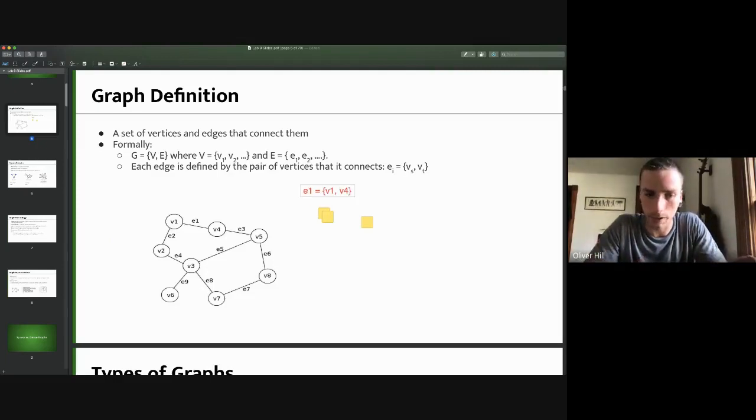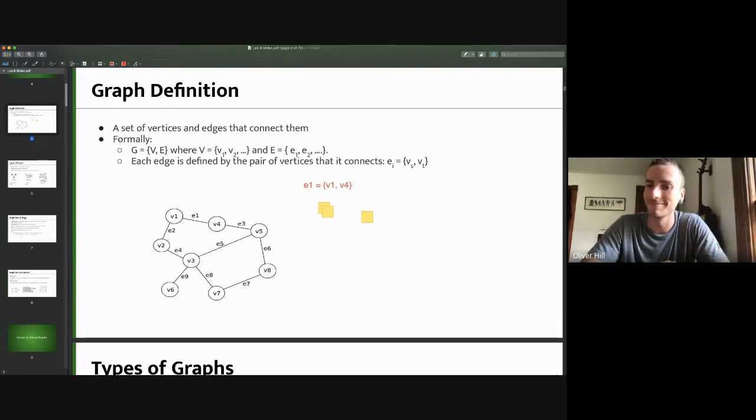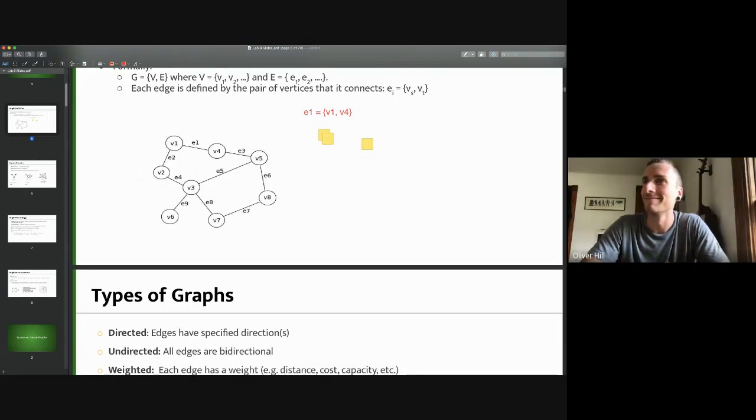Can you all see the writing, this red writing here? Okay. Great. Yep. So that would be an example of what we have. So this is a graph. All right.